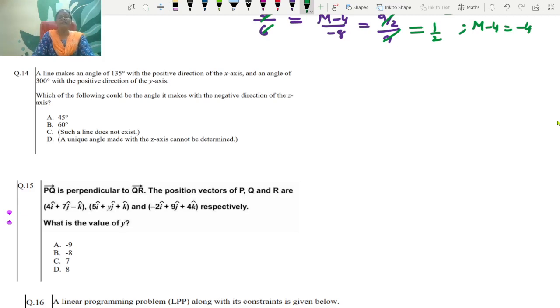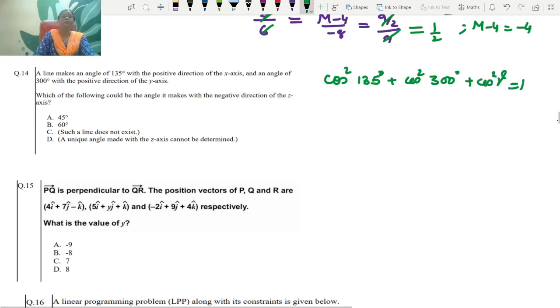Now in this, we have the formula, the direction cosine formula: cos square alpha, that means cos square 135 degree, plus cos square beta, that is cos square 300 degree, plus cos square gamma, let's take this as gamma. This value comes out to be 1. So cos square 135 is minus of 1/√2, that is 1/2. Cos square 300 degree is again 360 minus, it is cos square 60, which will be 1/2, which comes out to be 1/4, plus cos square gamma which is equal.